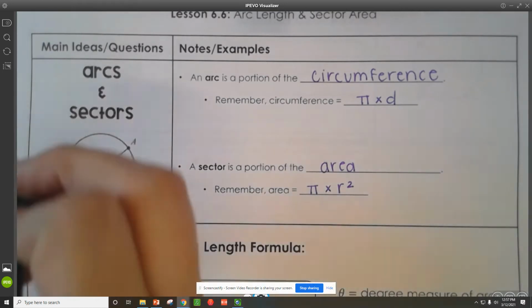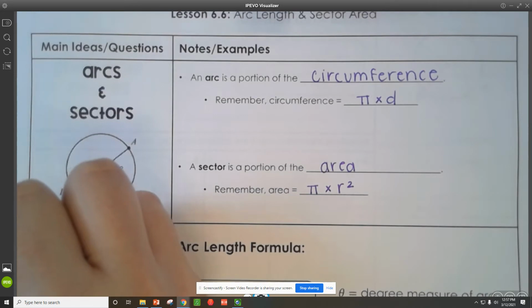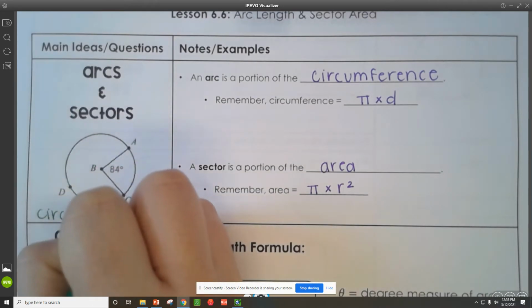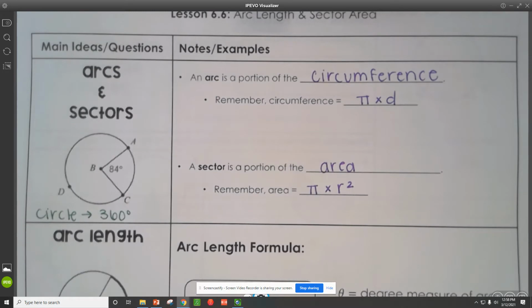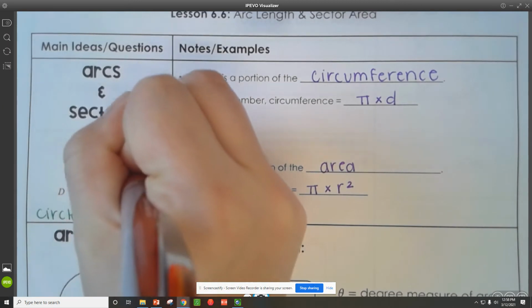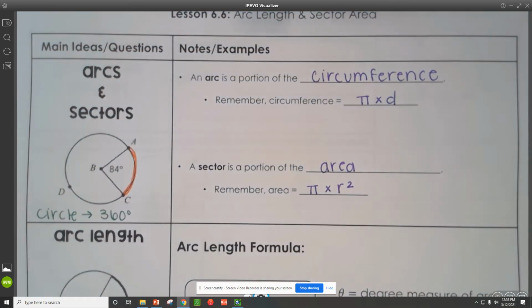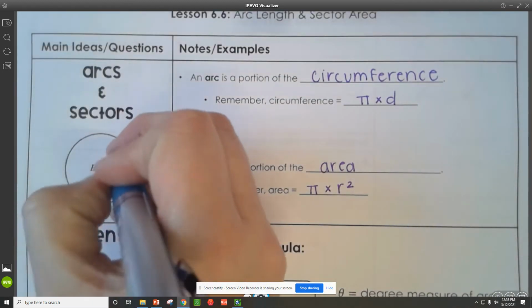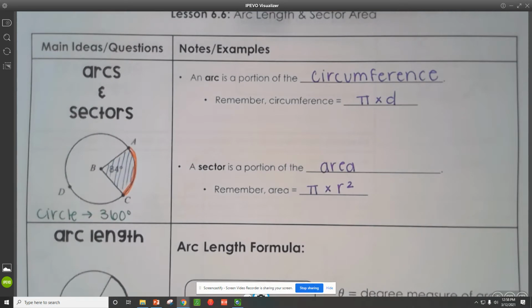And something that you should know is that a circle has 360 degrees. So an arc, this right here would be the arc AC. So if I was just talking about the length of the arc, I'm talking about just a piece of the whole circumference. Now, sector area might be the area of this, looks like a pizza slice, which is just a piece of the whole area.